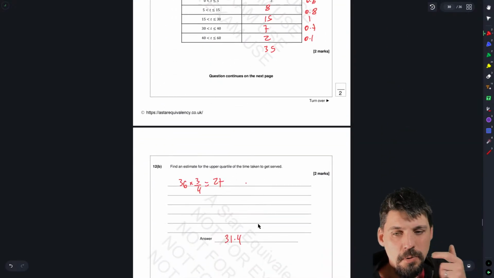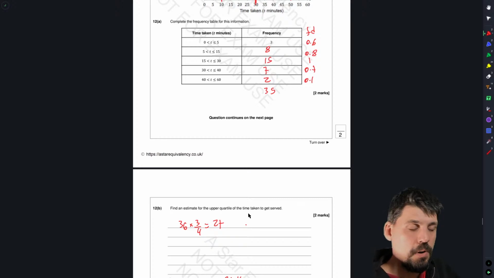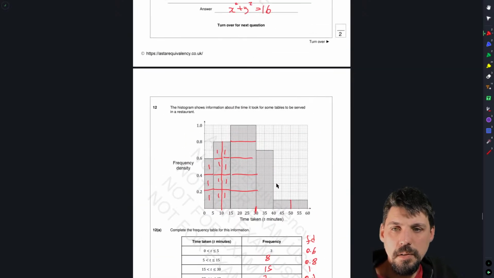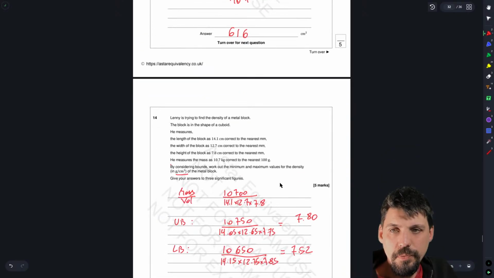Now, this is the one number here that I am not happy with at all. If they do 3n plus 1 over 4, I mean, either way, right? I reckon I'm going to lose a mark on that because that looks terrible.